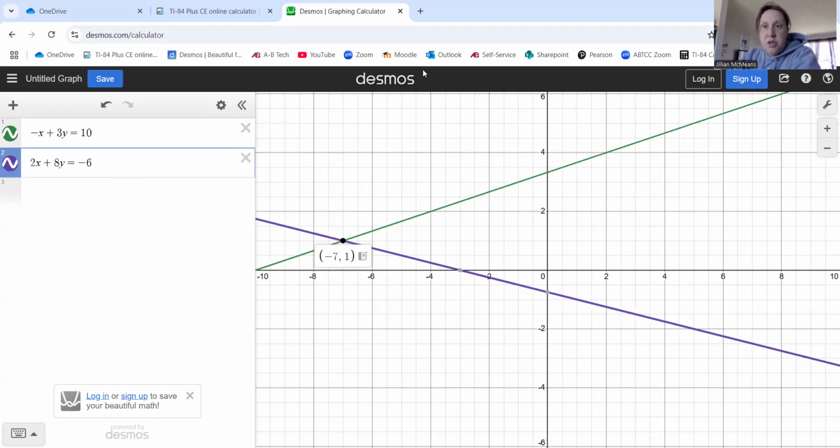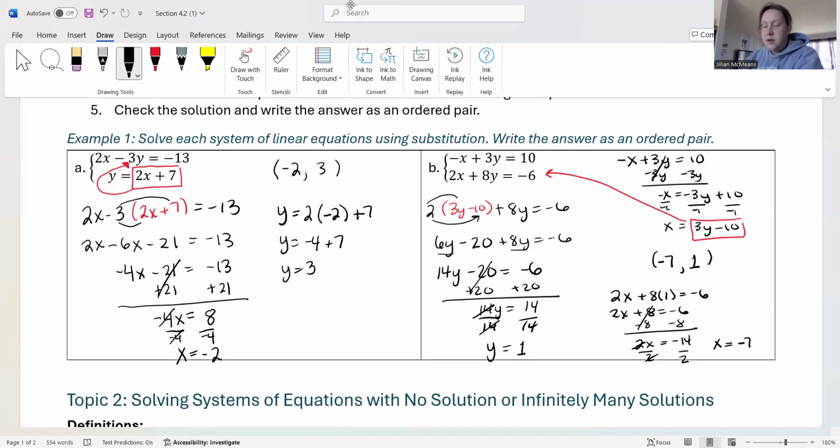So let's stop share. So we've verified both of our solutions, okay? Always make sure you write your answer as an ordered pair. Your reader needs to be able to find the solution very quickly. We also need to know, as the math instructors, that you understand that the solution is an ordered pair, okay?